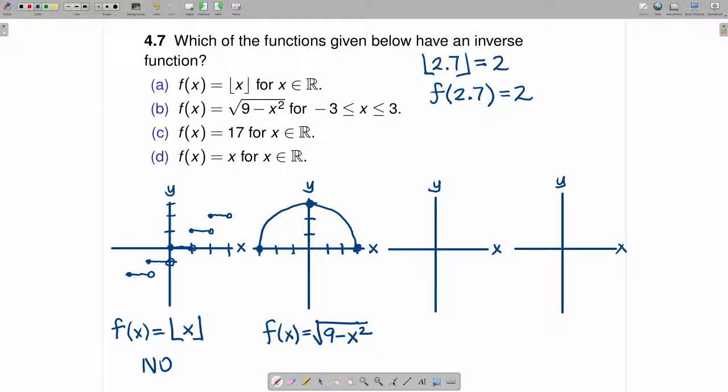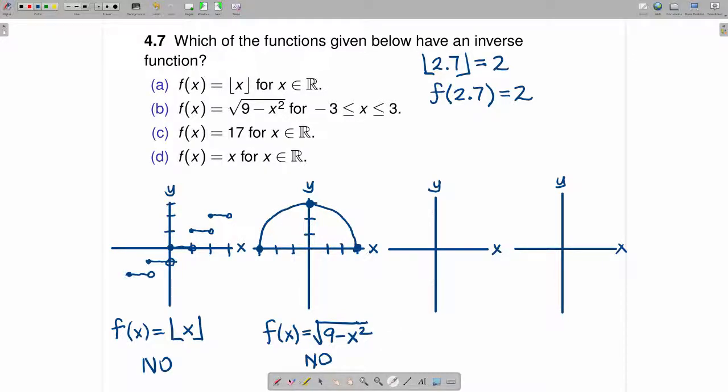So now check out the horizontal and vertical line test. It is a function, so every vertical line that we can draw will intersect this curve 0 or 1 times. But if we take a horizontal line, let's say the horizontal line right here at y equals 1, it will intersect the function right here. It'll also intersect the function right there. So the answer is no. This function does not have an inverse.